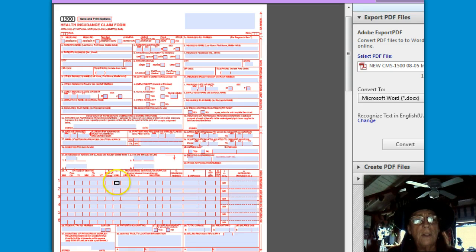This block here where it says EMG, this is if your insurance has a special emergency rider. So sometimes companies, if you have an emergency procedure, they don't have to pay the deductible. So we would put an X in that block.